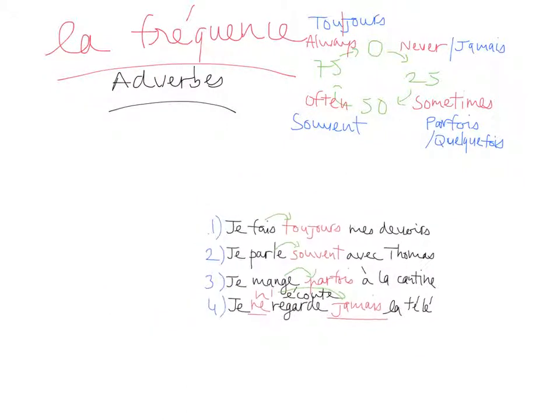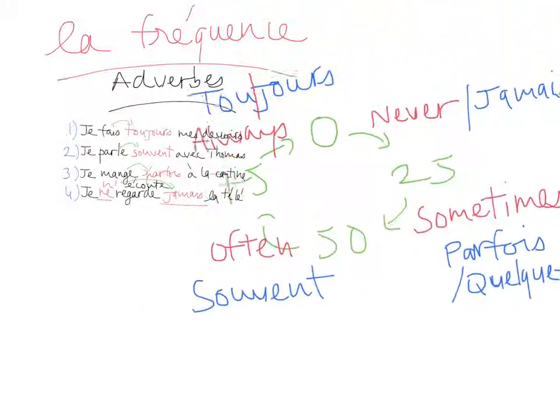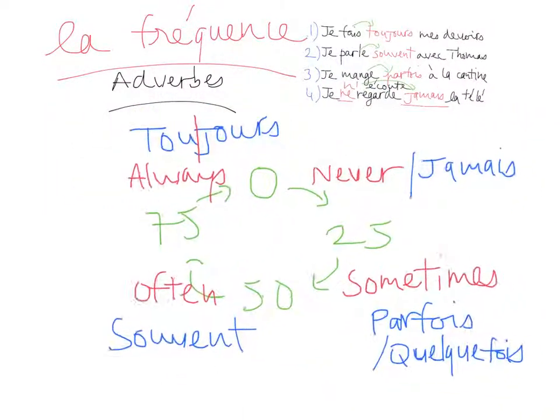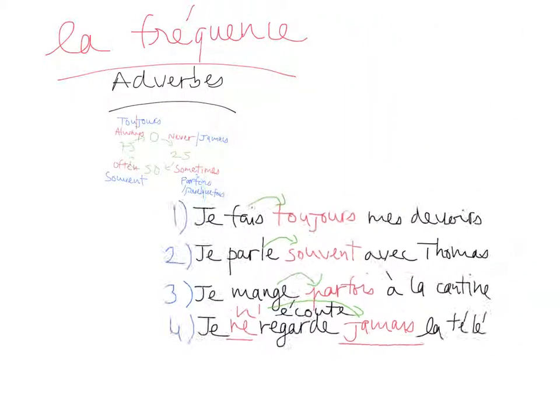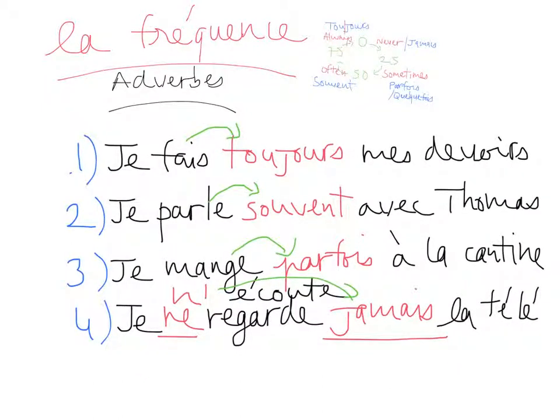This is all for my lesson of today. So whenever you want to express frequency in French, you will use these words, okay? You will use toujours, jamais, parfois, quelquefois, souvent. Always, never, sometimes, often, okay? And a quick reminder, this is what the sentences look like. Je fais toujours mes devoirs, je parle souvent avec Thomas, je mange parfois à la cantine, je n'écoute jamais la radio, je ne regarde jamais la télé.